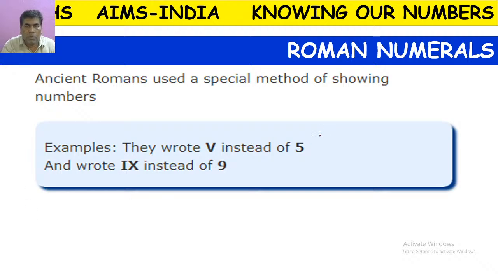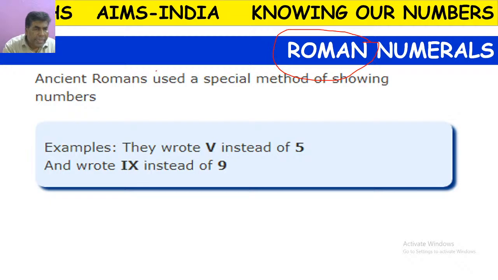Okay, next, about Roman numerals. Up to now we learnt about the Hindu Arabic number system and the international number system. In the Hindu Arabic system you have ones, tens, hundreds, thousands, lakhs, crores, arabs, whereas in the international system, after thousands, we have millions, billions, trillions. Like that we discussed two types of number systems.